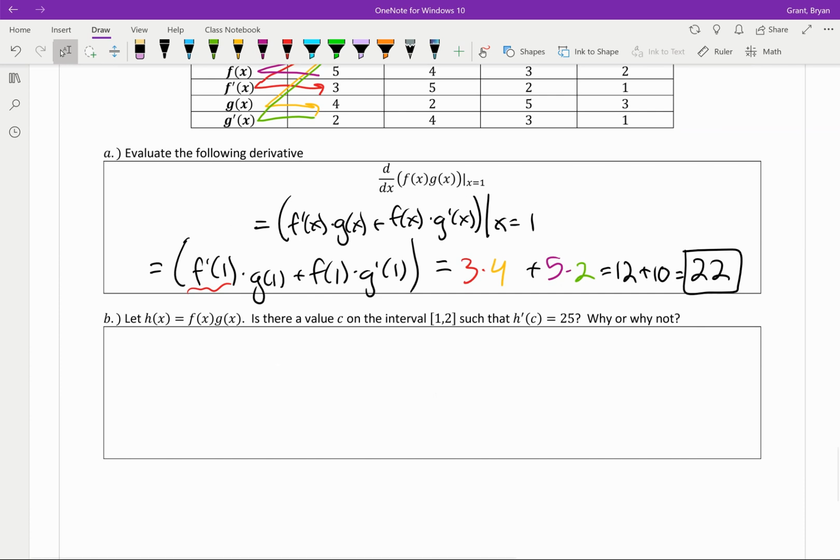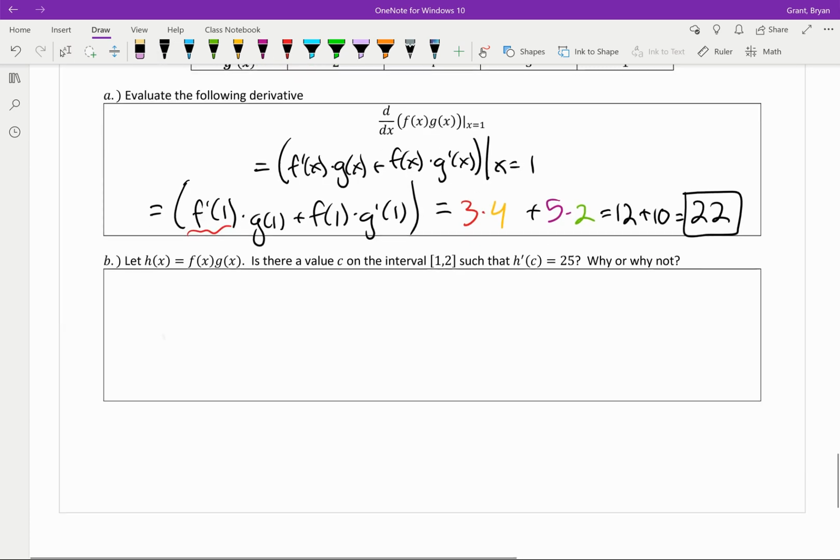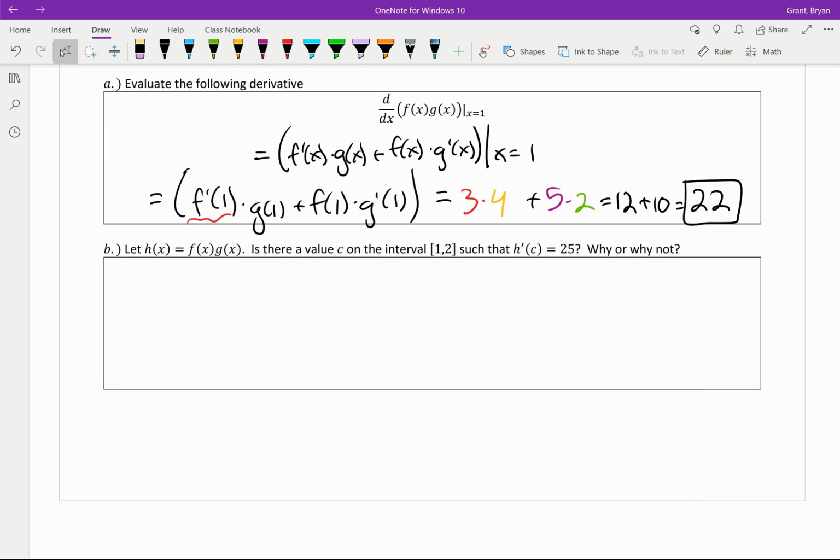Last but not least, let h of x equals f of x times g of x. Is there a value c on the interval 1 to 2 such that h prime of c equals negative 25? Is there a value? Notice it didn't say find a value. It says, is there a value? Is there guaranteed to be a value? Ooh, guarantee a value? That is, of course, going to be a theorem.